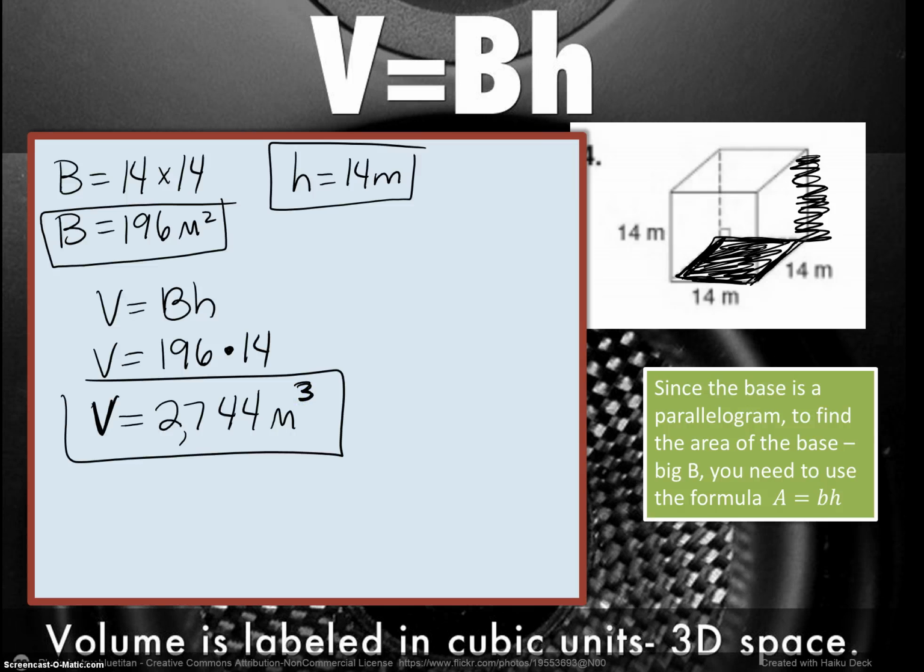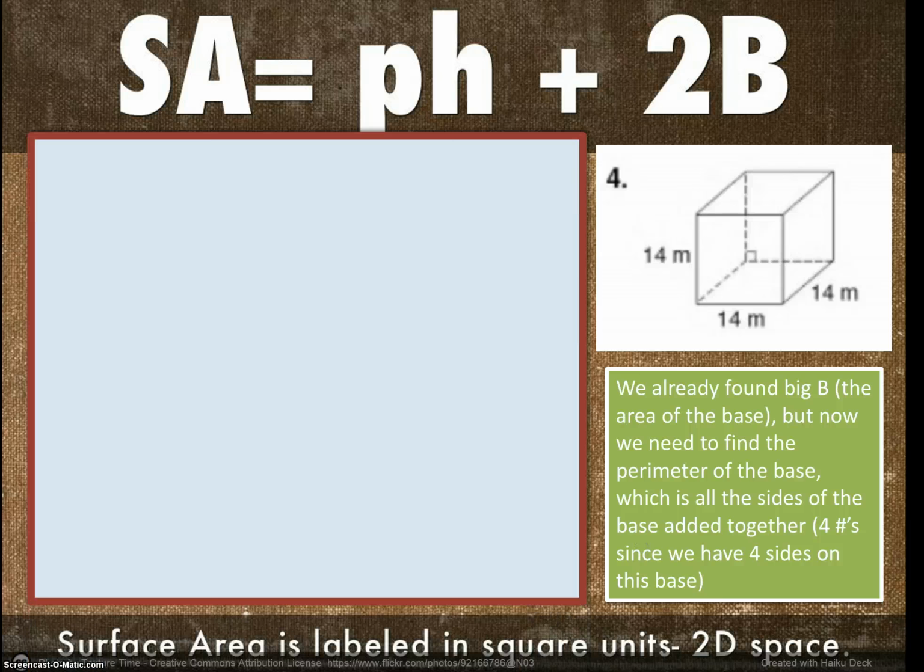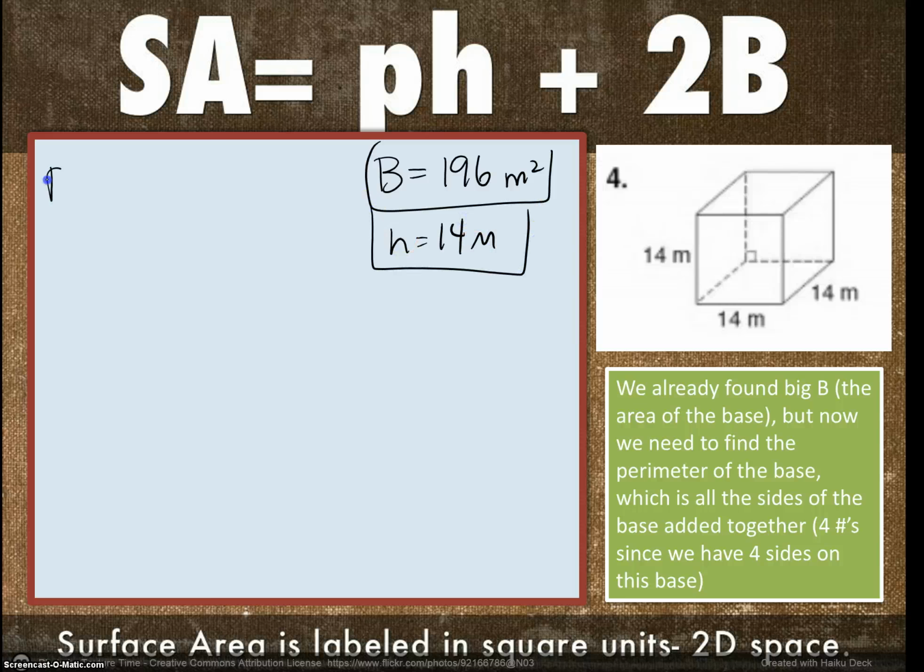Put a 3. Keep this base, big base. The area of the base is 196 because we use it also in finding the surface area. So we said the big base was 196 and it's meters, so square meters. The height is 14 meters because it's a cube. Now we need to find the perimeter. The perimeter is a distance around the base. So 14 plus 14 plus 14 plus 14.